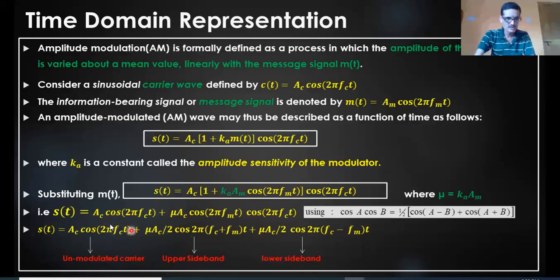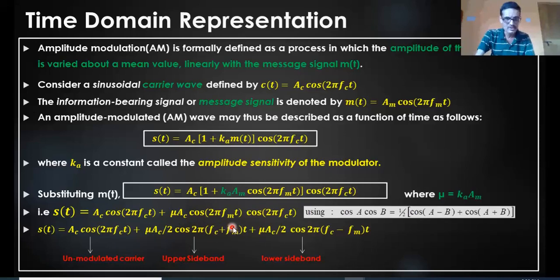This is the first component, this is the second, this is the third component. The first component is the unmodulated carrier. We call this the unmodulated carrier because it is the original carrier signal. We don't have any modulation index, that is mu, over here. So let's see the second case.